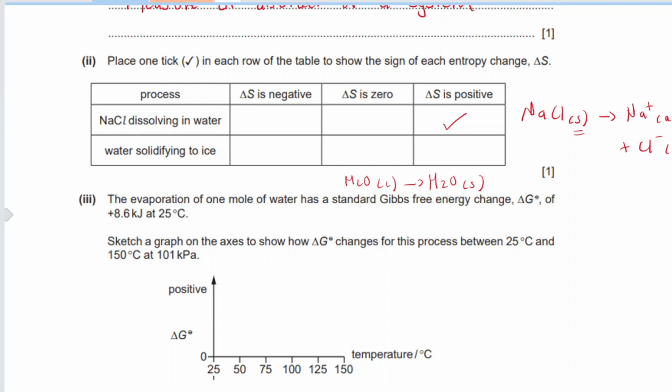You are making this thing have more order, right? So the entropy also decreases. So this is negative. Okay.